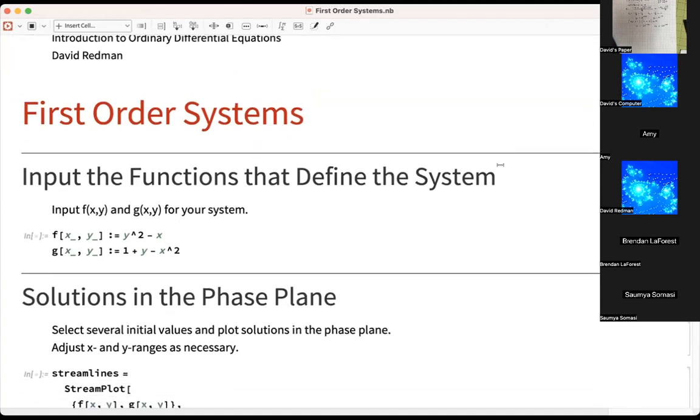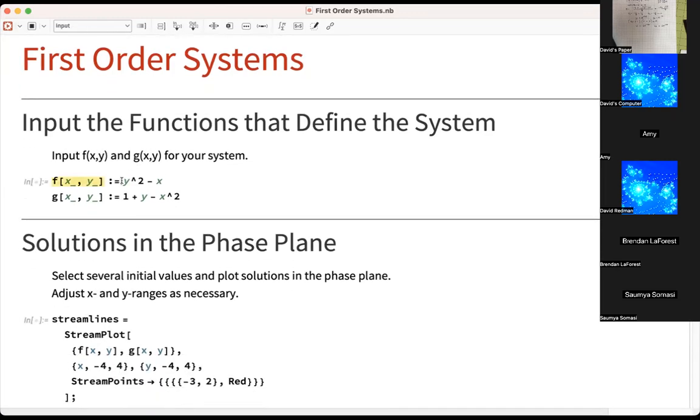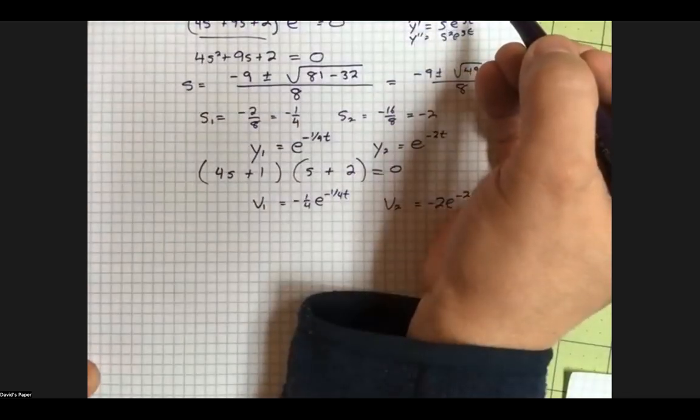Now I've got my x prime is f of x y, y prime is g of x y, dx dt is f of x y, dy dt is g of x y. So this is set up so that I could put in these equations. Oh, I guess I did the one thing I didn't do yet from my paper. I never converted this to a first order system.